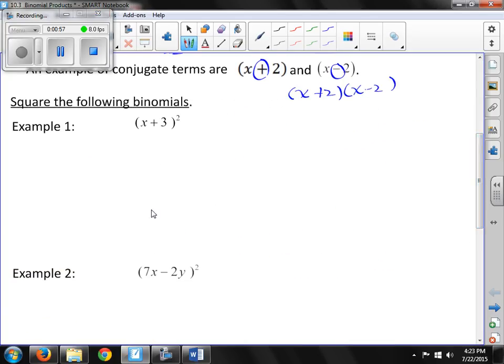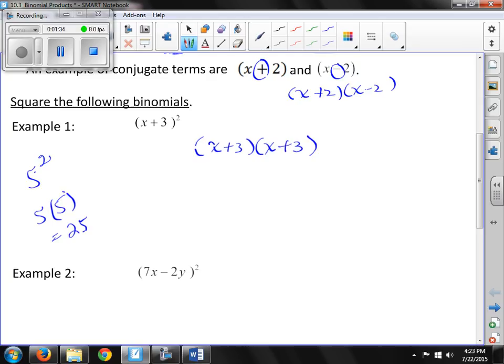Now there is a formula for squaring binomials, but I don't require my students to memorize that formula because I think it's real easy to remember what squaring a binomial is. Squaring means I'm going to multiply. If I have 5 squared, it means I'm going to multiply 5 times 5. I'm going to multiply a number times itself. 5 times 5 is 25. So if I square x plus 3 squared, that means I'm going to have x plus 3 times x plus 3. No need to memorize a formula here.